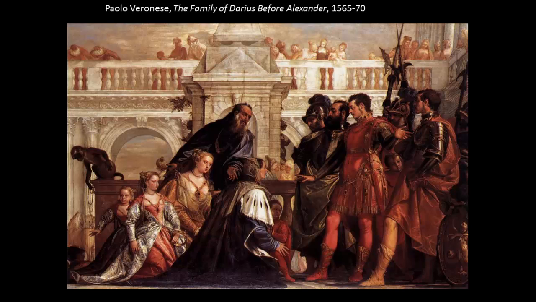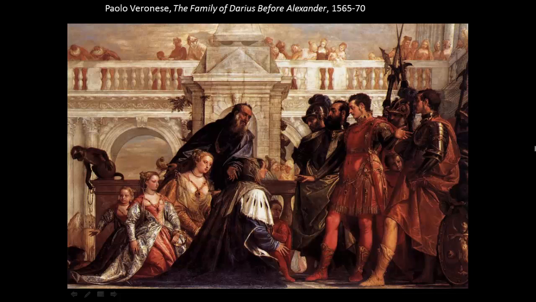Another very well-known work by Veronese is this, The Family of Darius before Alexander, dating to 1565 to 1570. And what we're seeing here is a story from the Greek historian Plutarch about the aftermath of the Battle of Issus. So in 333 BC, Alexander the Great defeated Darius III, who was the last king of his empire. Darius manages to escape, but his family is captured by the victor. But the story goes that Alexander decided to treat them with dignity rather than doing anything inappropriate with Darius's mother, wife, and 2 daughters who are presented here.